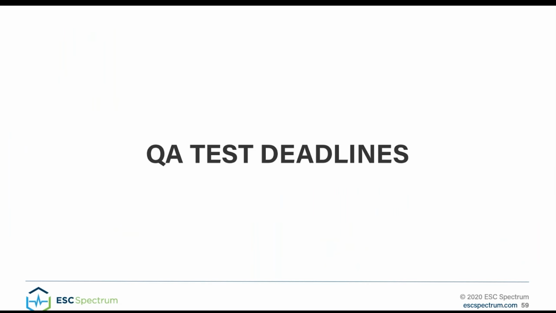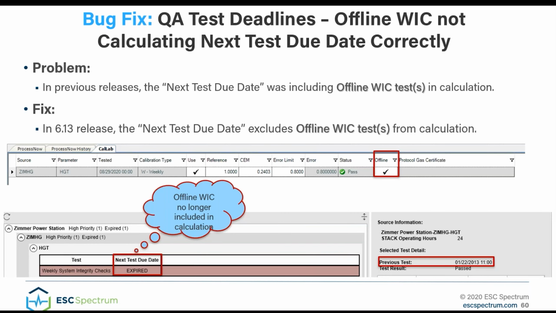QA test deadlines. QA test deadlines offline weekly integrity check, not calculating the next test due date correctly. In previous releases, the next test due date was including offline WIC tests in the calculation. In 6.13, the next test due date excludes the offline WIC tests from the calculation.